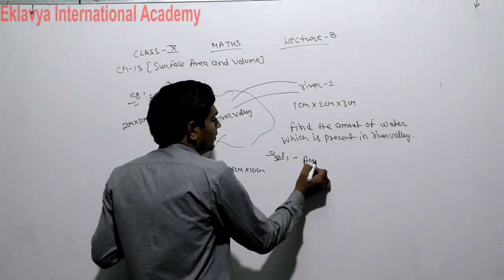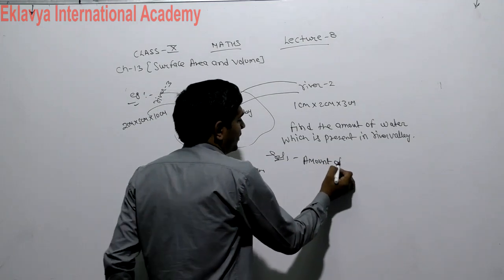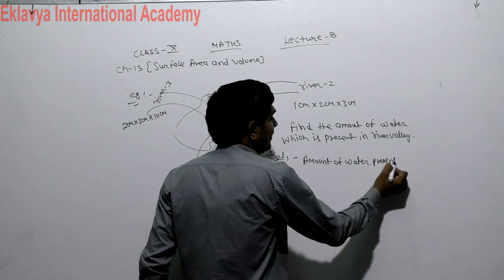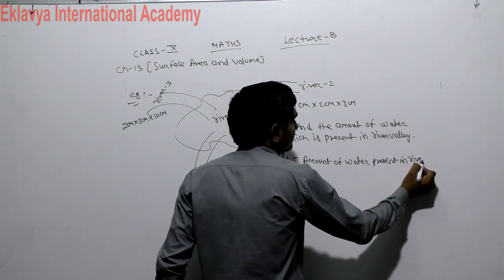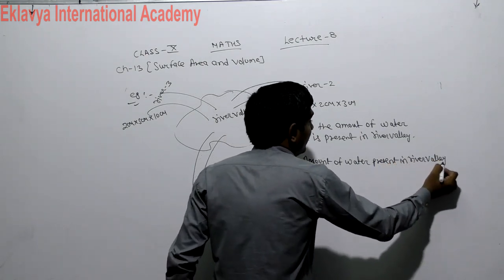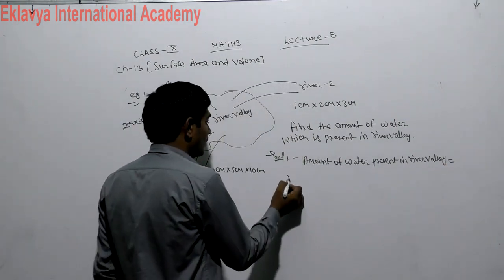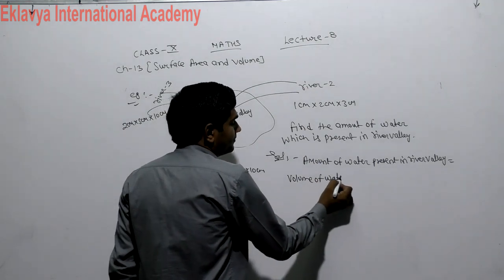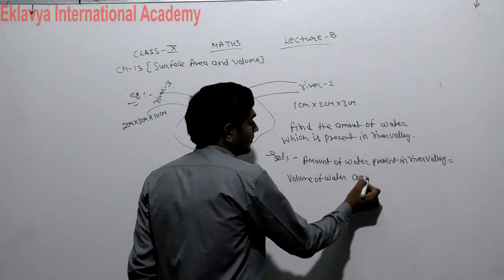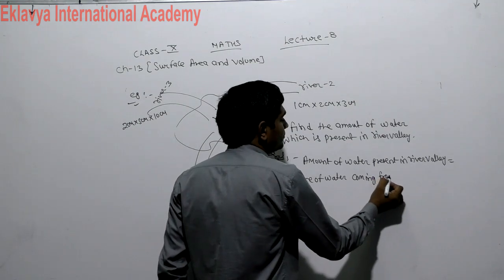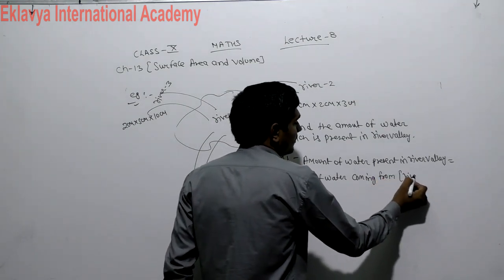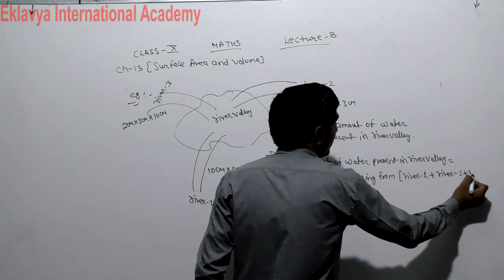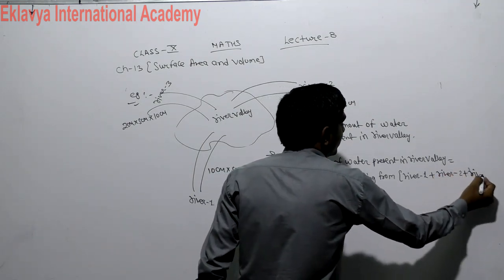So the amount of water present in a river valley is equal to the volume of water coming from a river first plus a river second plus a river third.